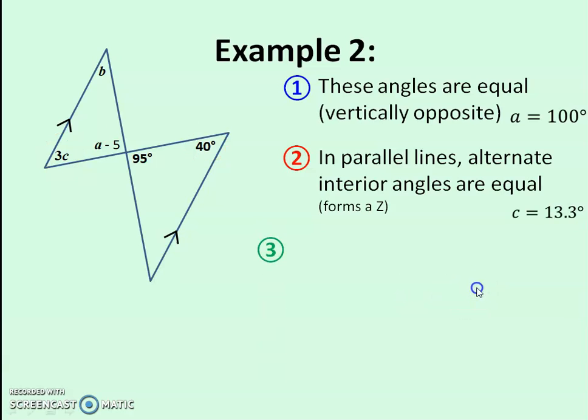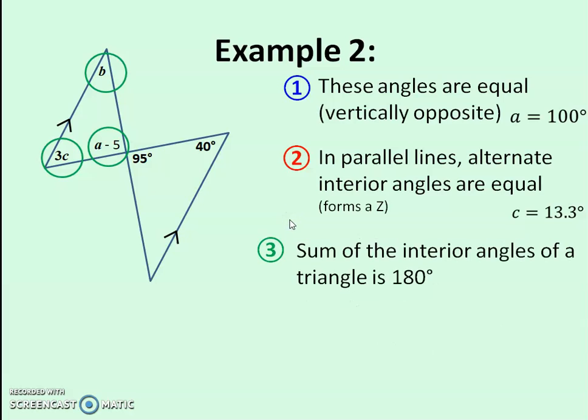And my third step was that I looked at these 3. Those form a triangle, and the sum of interior angles is 180. So I subtracted 40, the entire 3 times C, not just the C value, and 95, A minus 5. And then B, that has to add up to 180. So it turns out that angle B is 45 degrees. That is it.